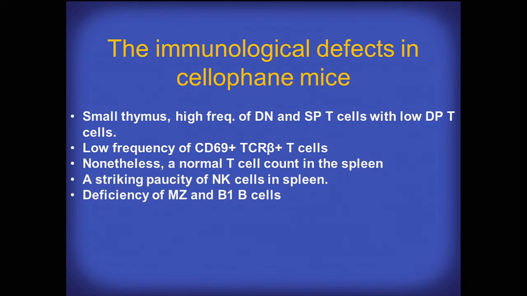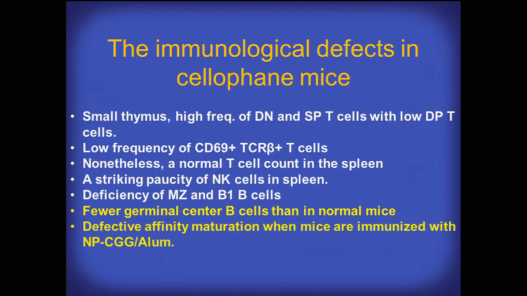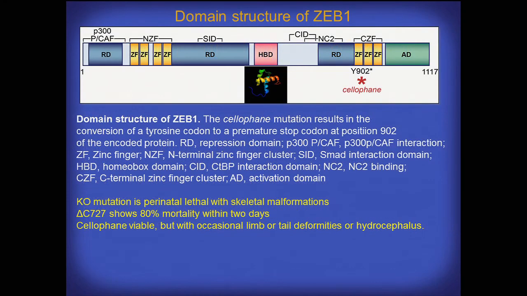They had a deficiency of both marginal zone and B1B cells, rather like the case in bumble. But very much unlike bumble, they had fewer germinal center B cells than in normal mice, and they had defective affinity maturation when the mice were immunized with NP-CGG alum. This protein was known as ZEB1, and it's a member of a family that contains ZEB1 and ZEB2. It's known for its homeobox domain, also for a number of zinc fingers, and for both activating and repressing domains that are involved in the transcription of several targets. The knockout of this locus is universally perinatal lethal and has severe skeletal malformations. There's a milder allele known that has about 80% mortality within 2 days following birth, and probably for this reason no one suspected that the protein was involved in immunity at all.